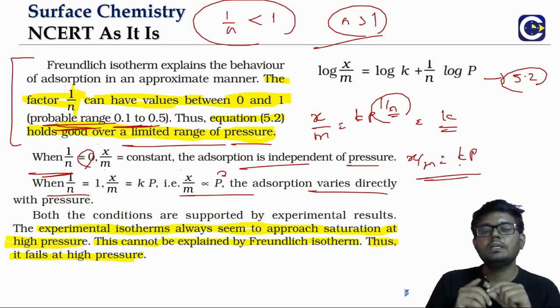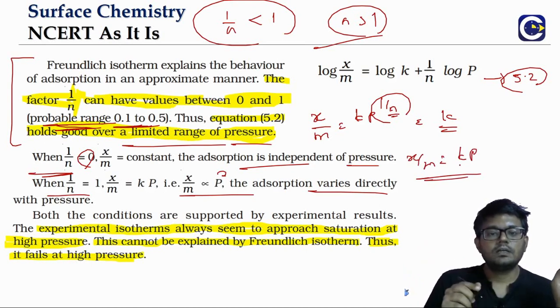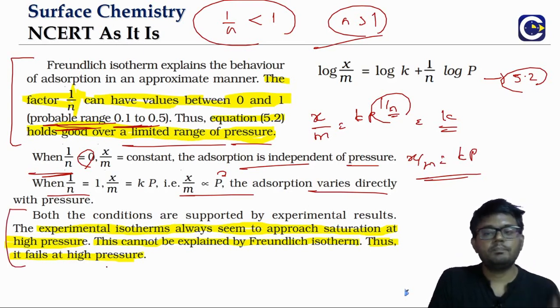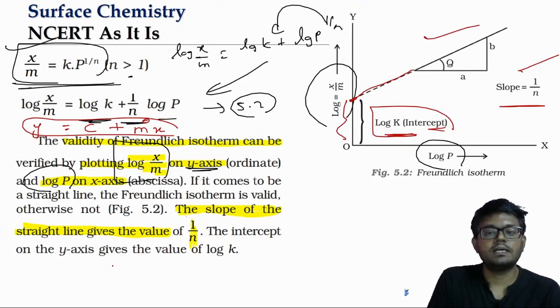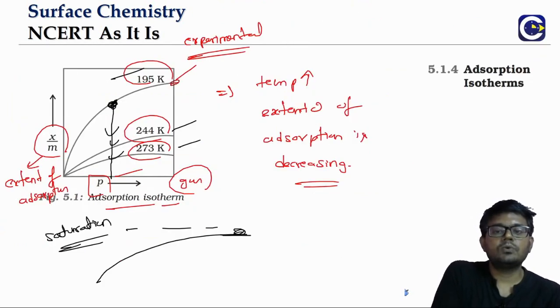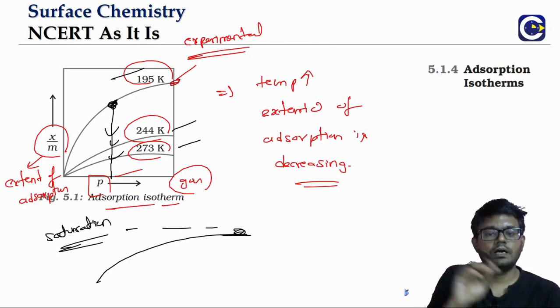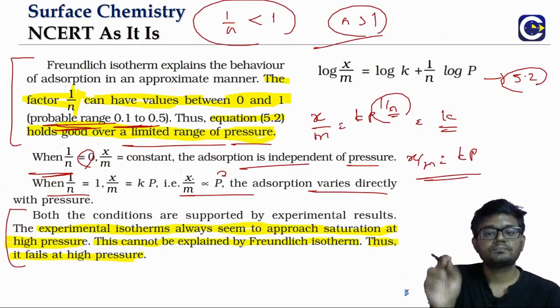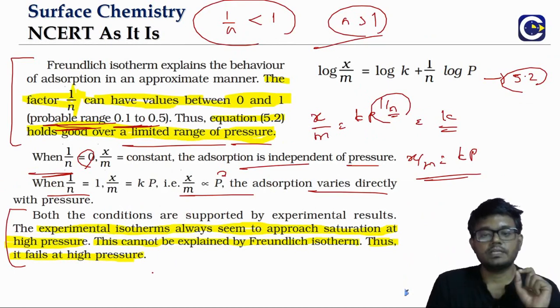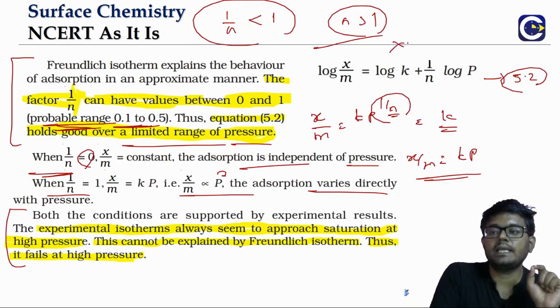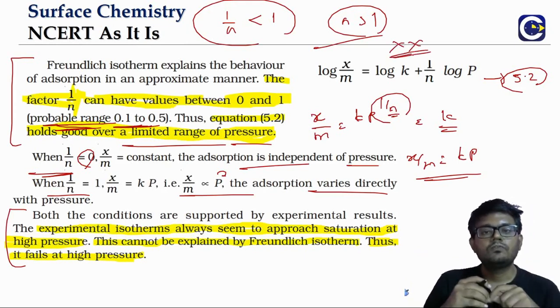But the problem with the Freundlich adsorption isotherm equation is, as per the practical observation, there is going to be a saturation. At higher pressures, the adsorption curves, isotherm curves, will reach saturation. But if you want to have saturation, that cannot be explained by using this equation. So we cannot explain the saturation by using the Freundlich adsorption isotherm equation.